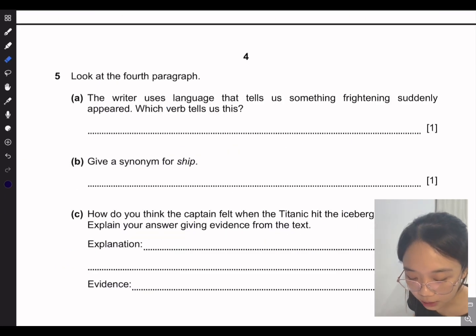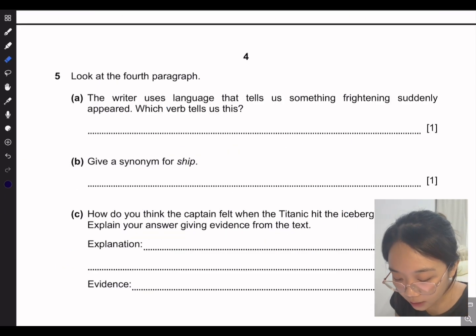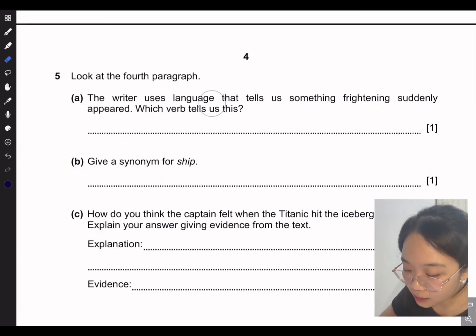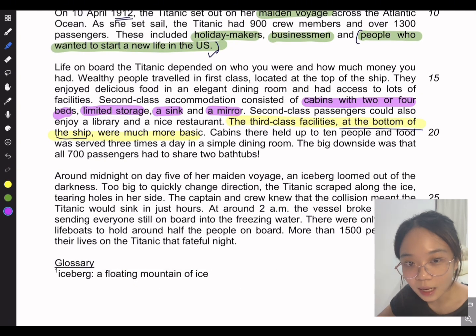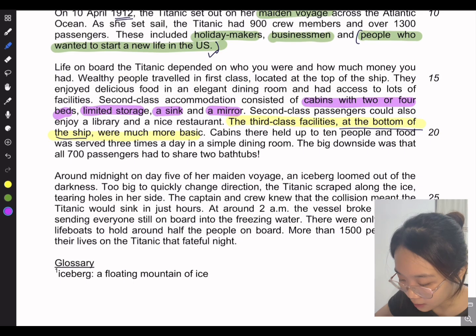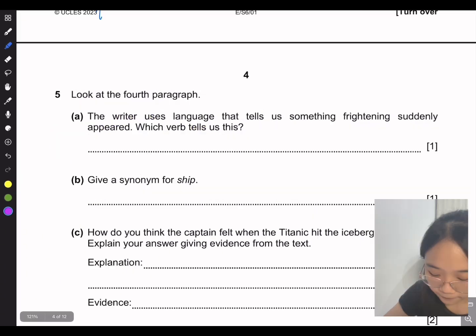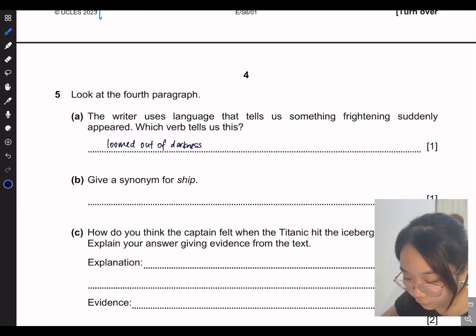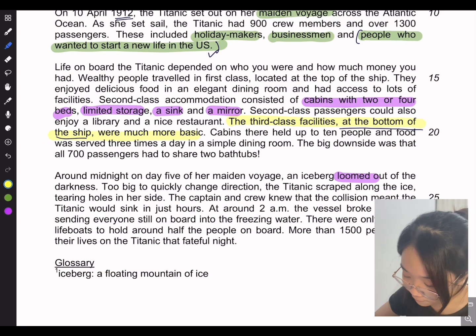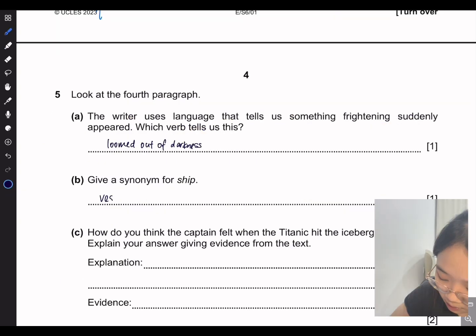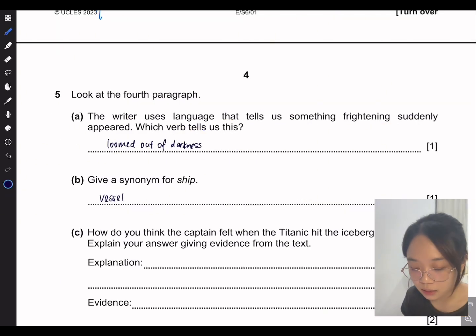Okay, so the next question, look at the 4th paragraph. The writer uses language that tells us something frightening suddenly appeared. So which verb tells us this? The verb that tells us something frightening suddenly appeared is loom. So you can write loom. Okay, give a synonym for ship. And that would be vessel, as you can see here. Okay, so the marking scheme does not accept Titanic. You have to mention vessel.